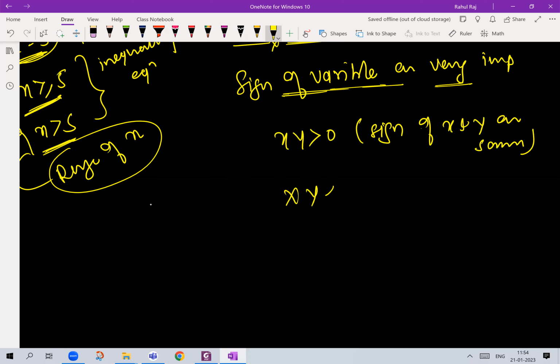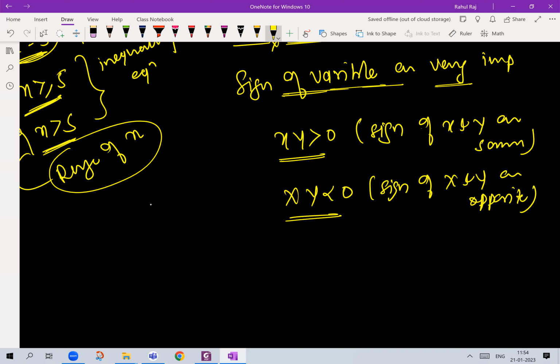If I say xy less than 0, what does this mean? The sign of xy: x and y are opposite. Anyone, any problem, please tell here. xy greater than 0 simply means x and y are of the same sign. xy less than 0 simply means x and y are of opposite sign.